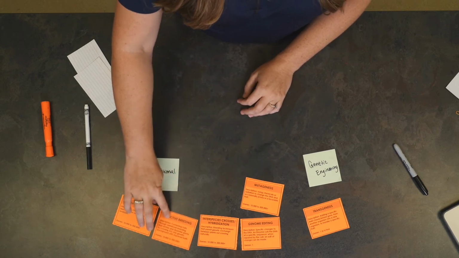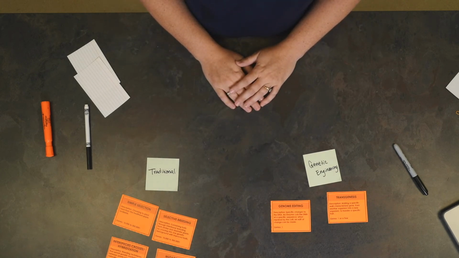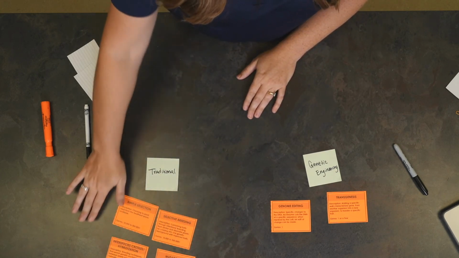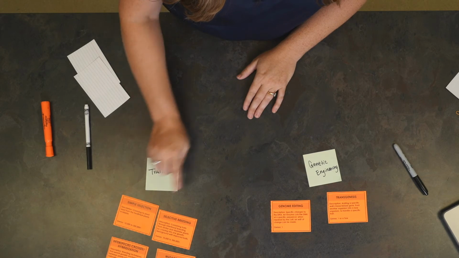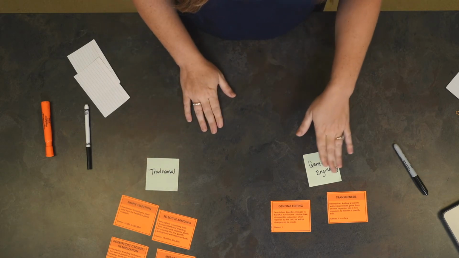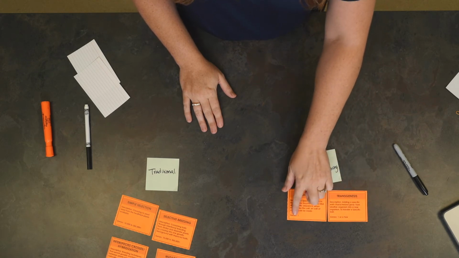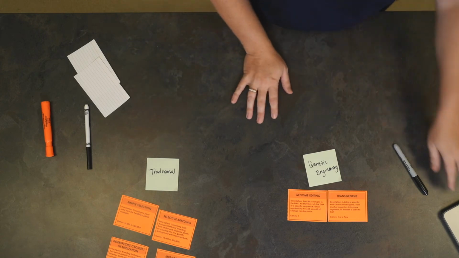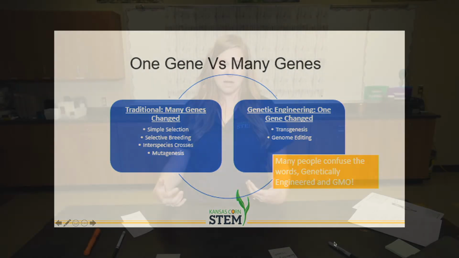So from there, you might see something that looks more like this. Specifically, we're going to look at these as our traditional processes. We have no idea how many genes are going to be changed, and we're really just hoping for a good outcome. Over here with genetic engineering, we're looking at one or a few genes in some cases, and even just one. So as we go through, walk your students through this process. A lot of kids look at this and they confuse the word genetically engineered with genetically modified. And that's really where we have to break that misconception.